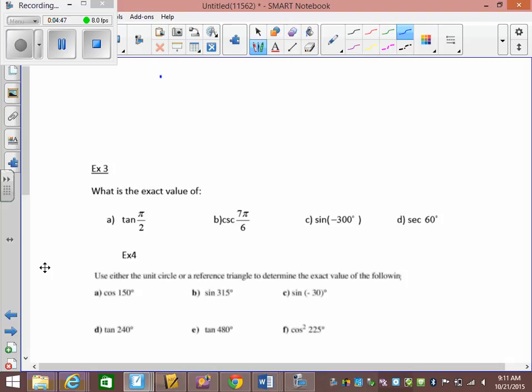Sine over cos. So at pi over 2, what is sine at pi over 2? You got ahead of yourself. What is sine at pi over 2? Sine is? Over. So you're right. It's undefined because you can't divide by 0.